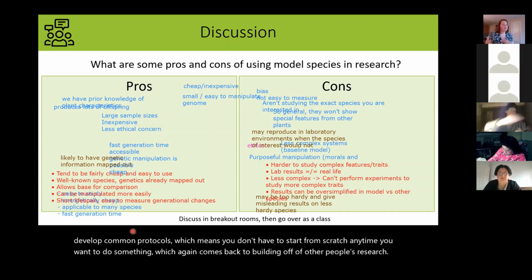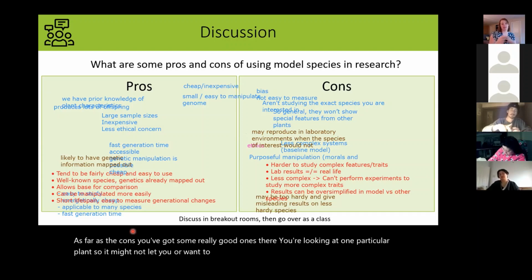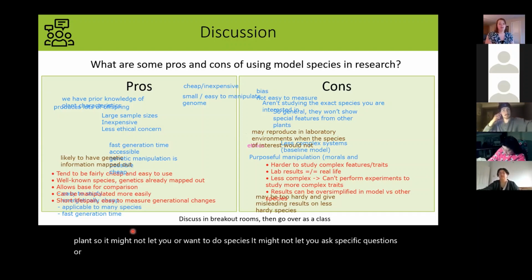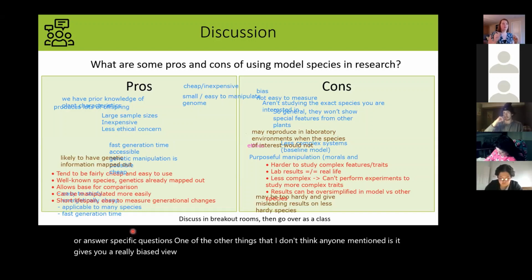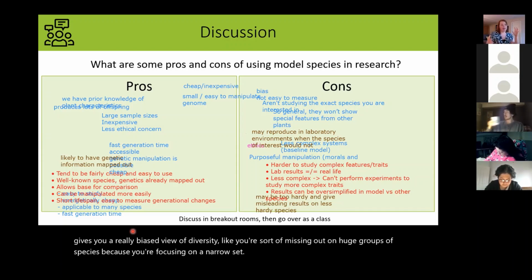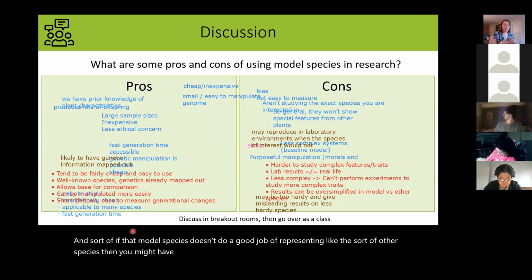As far as the cons, you've got some really good ones there. You're looking at one particular species, so it might not let you ask specific questions or answer specific questions. One of the other things that I don't think anyone mentioned is it gives you a really biased view of diversity. You're missing out on huge groups of species because you're focusing on a narrow set. And if that model species doesn't do a good job of representing the other species, then you might have a completely biased understanding of what's normal for plants or for your group in particular.